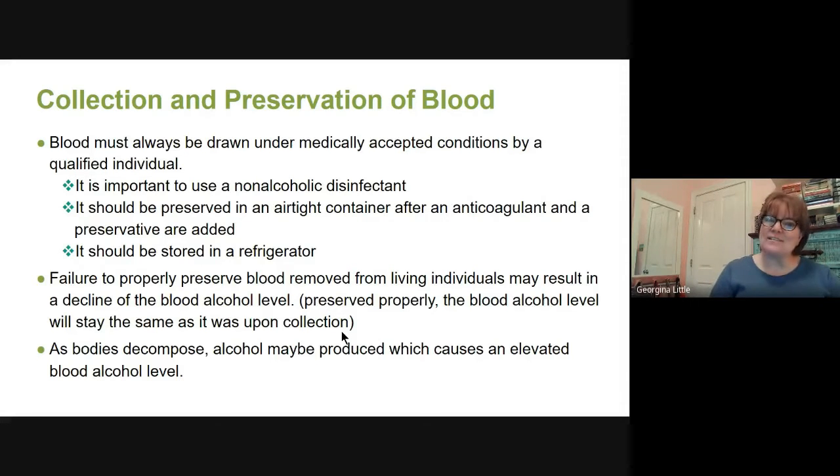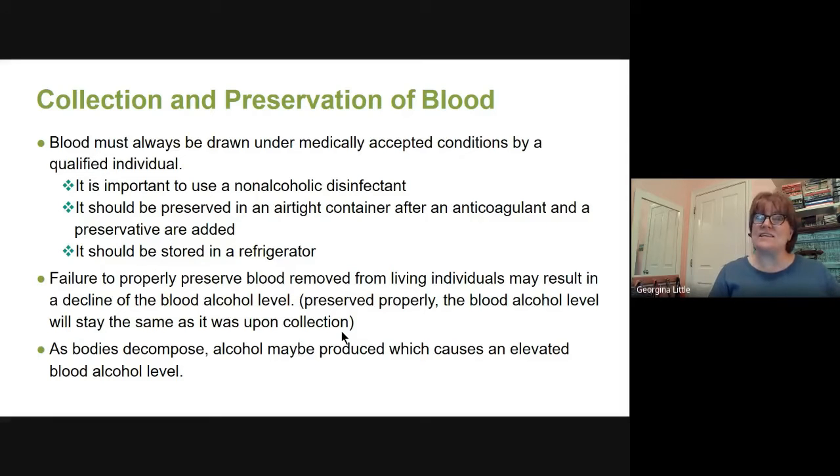It can't be an alcoholic disinfectant, or else you're going to change your values. You're going to add alcohol to the sample. It needs to be preserved in an airtight container. The air will continue to react with the blood if we have it in air. You have to add some preservative and anticoagulant to make sure the blood doesn't thicken up and it stays the same. If you do that and you store it in a refrigerator, the blood alcohol content should stay fixed by the time it gets to the lab.